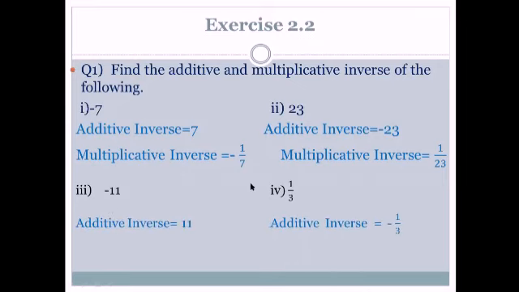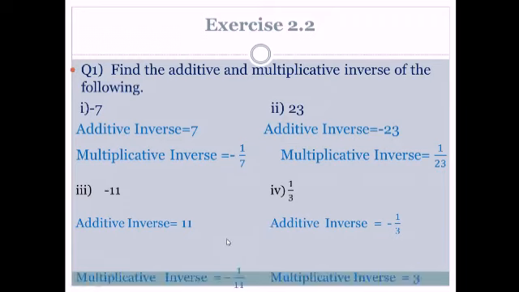And 1 over 3. So the same fraction in fraction form, if you are given any rational number in form of fraction, you write the same fraction but with opposite sign. So that will be the additive inverse. So for 1 over 3, its additive inverse, the same number with opposite sign, is minus 1 over 3.